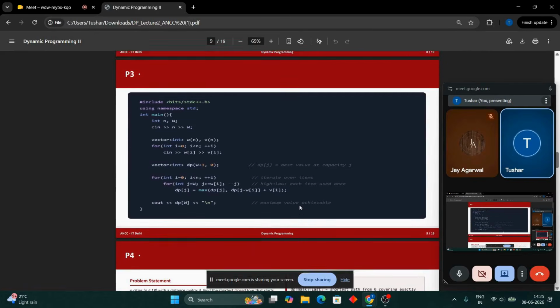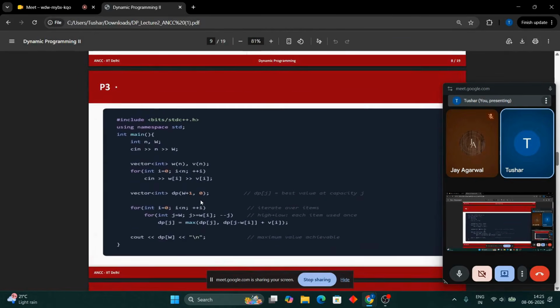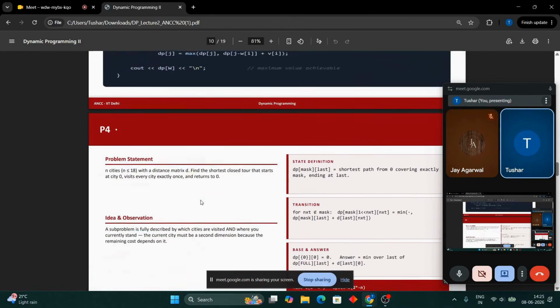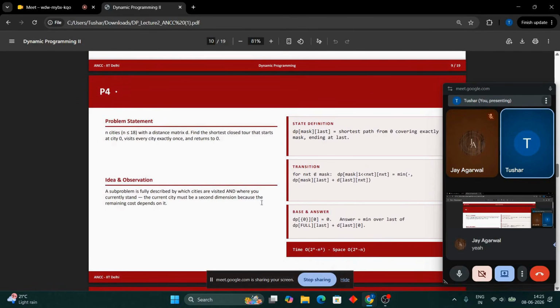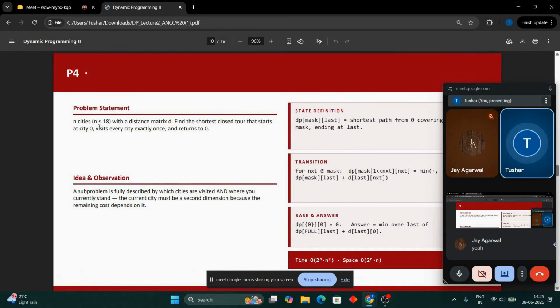This problem was quite similar to problem one. Yeah. So this one is also related to bitmask DP, a similar idea.